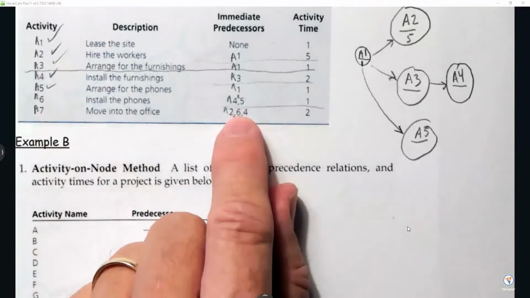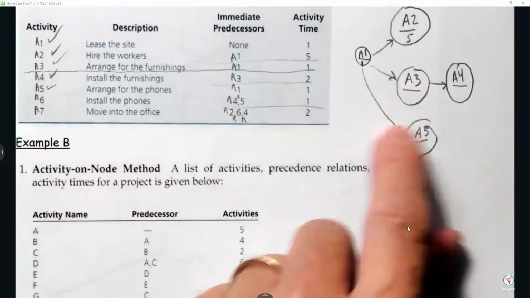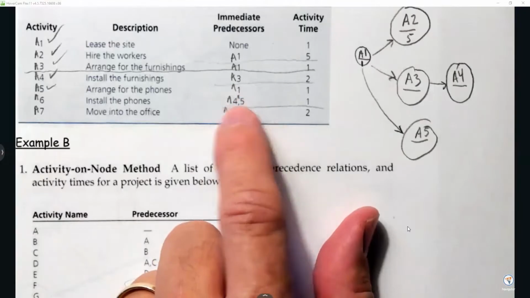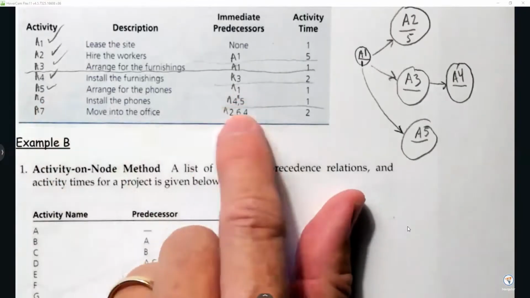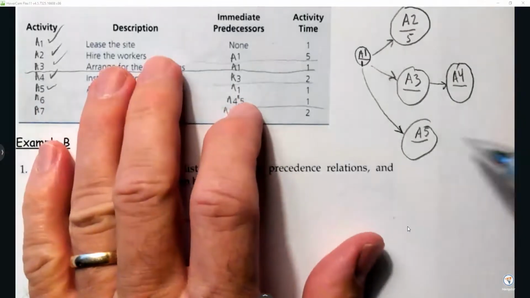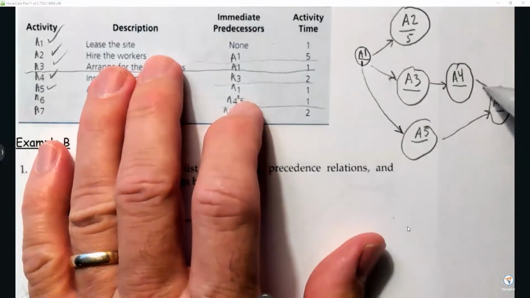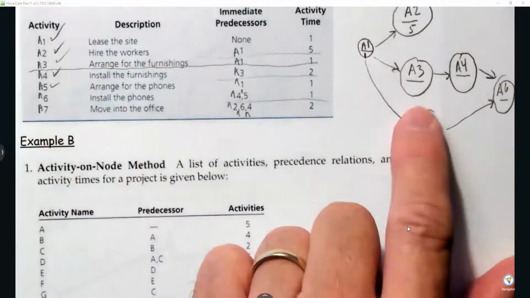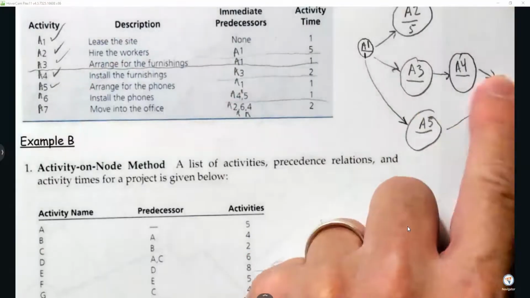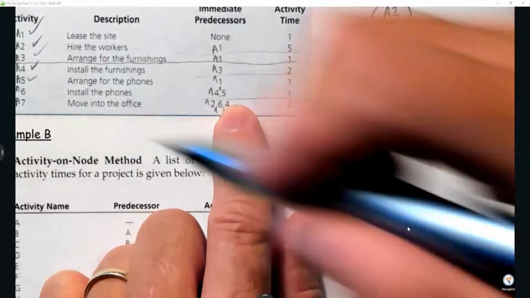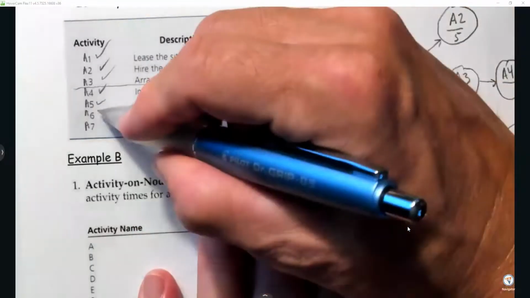But I say, oh, I don't have A7 yet, so I can't do that one, but I can do A6. So I need 4 and 5. A6 comes from 4 and 5. So here's 4, and here's 5, and there's 5, and there's 4. So A6 comes from 4 and 5. We got that one taken care of. So I just make my little mark over here.